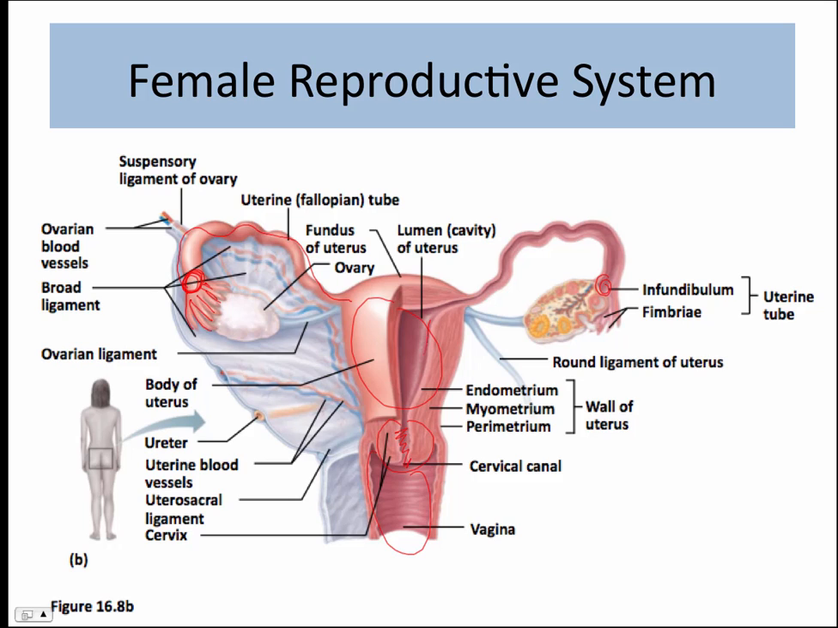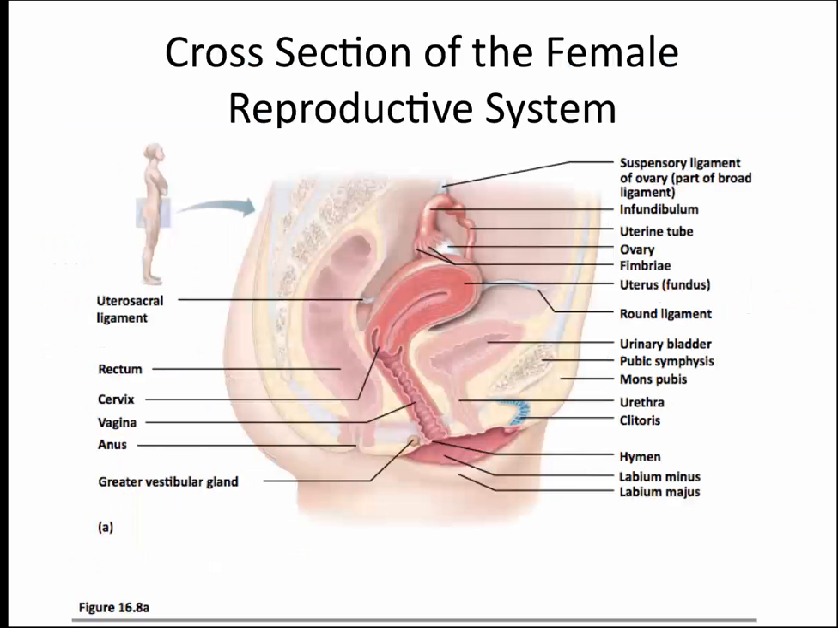The inner lining of the uterus is called the endometrium. And this is going to be the area that sloughs off every month and gives rise to menses. Myometrium, that's this middle layer. This is a smooth muscle layer. And then perimetrium is this outermost region of the uterus.